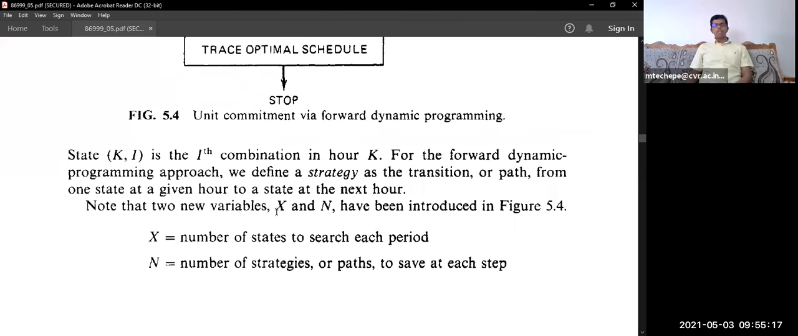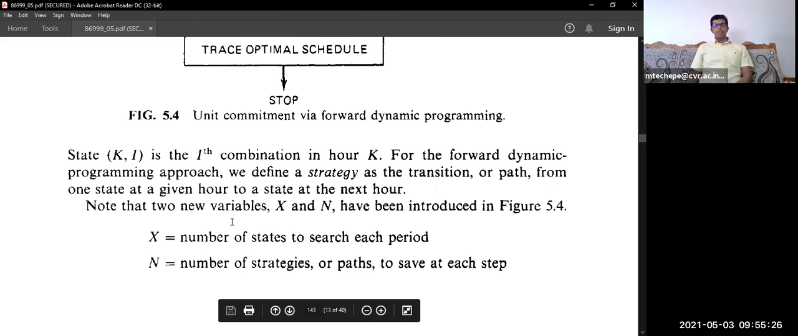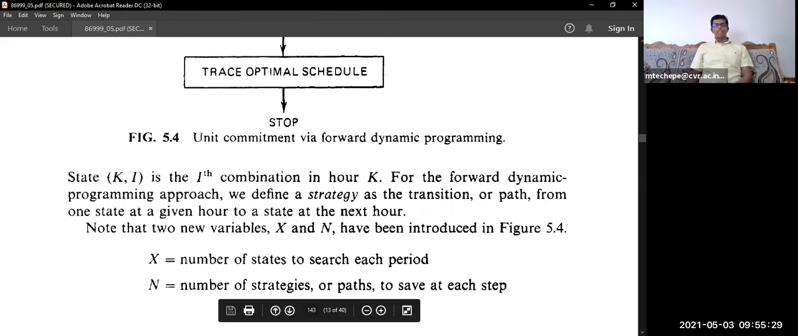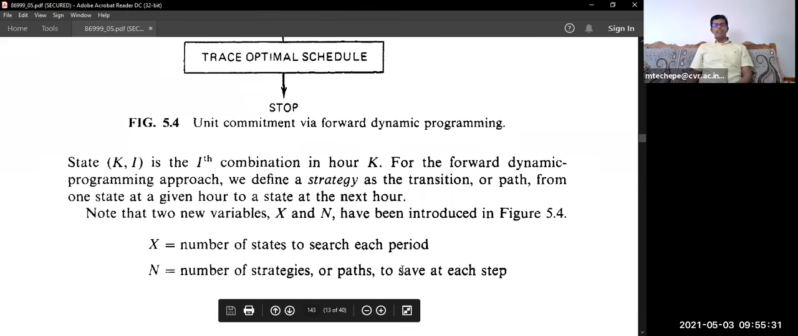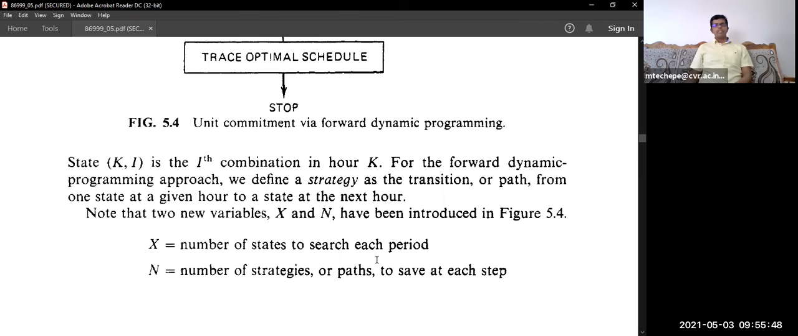Now two new variables, capital X and capital N, have been introduced. X is nothing but the number of states to be searched at each period, and capital N is nothing but the number of strategies or paths to save at each step.